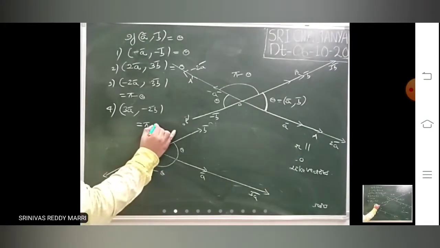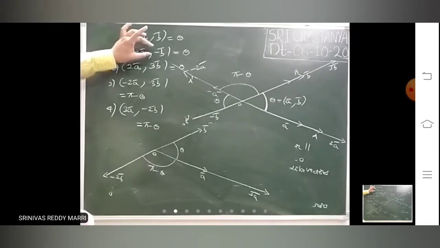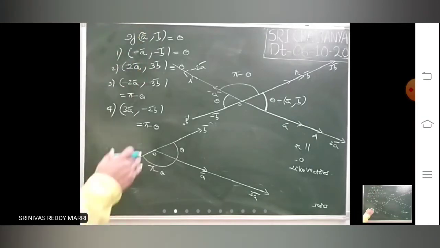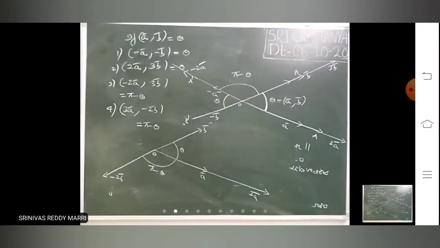Pi minus theta. Like that, if the angle between A bar and B bar is known, you can calculate the angle between some constant times A bar and some constant times B bar. That constant can be positive or negative. Just write the directions like this, and in between the directions calculate the angle. Whether you get theta or pi minus theta depends on these two directions. Like that, if you know the angle between A bar and B bar, you can calculate all the angles by looking at the directions. This is about the angle between vectors.